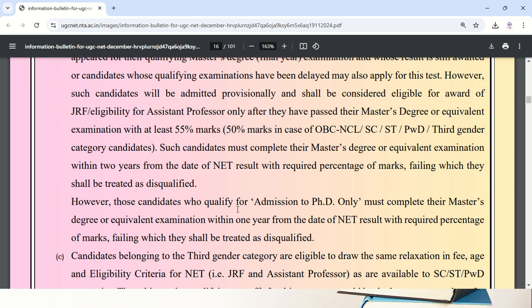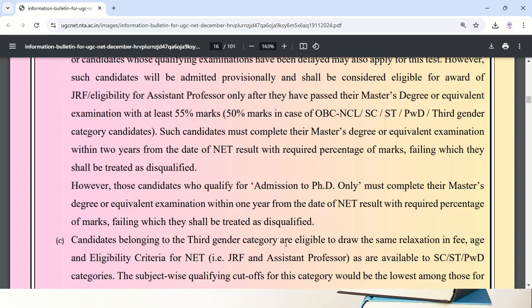Suppose you are marked only for PhD, you need to clear your 4th semester within 1 year itself, from the date of the NET result, with the required percentage of marks, failing which they shall be treated as disqualified. Why? Because for PhD, once you clear the examination, it will be valid for 1 year once the result has been announced. Suppose you have not completed the 4th semester, even though you qualified, it will be valid for 1 year only. If you fail within that 1 year, you will be disqualified. That is the information provided here.